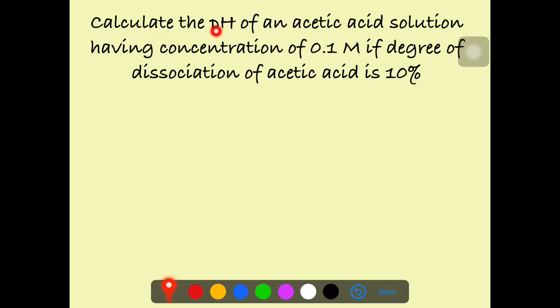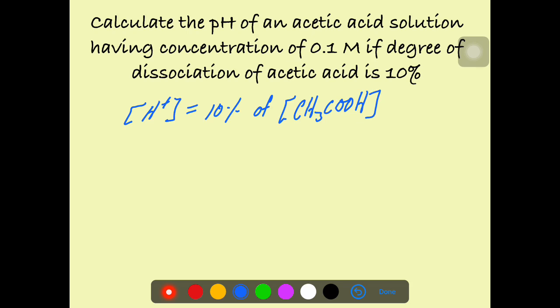Now in this numerical we need to calculate the pH of an acetic acid solution having a concentration of 0.1 moles per decimeter cube if the degree of dissociation of acetic acid is 10%. So this is a relatively easy numerical. The concentration of H plus ions will be 10% of the concentration of acetic acid taken initially. So 10% of 0.1 moles per decimeter cube, which will be 0.01 moles per decimeter cube.